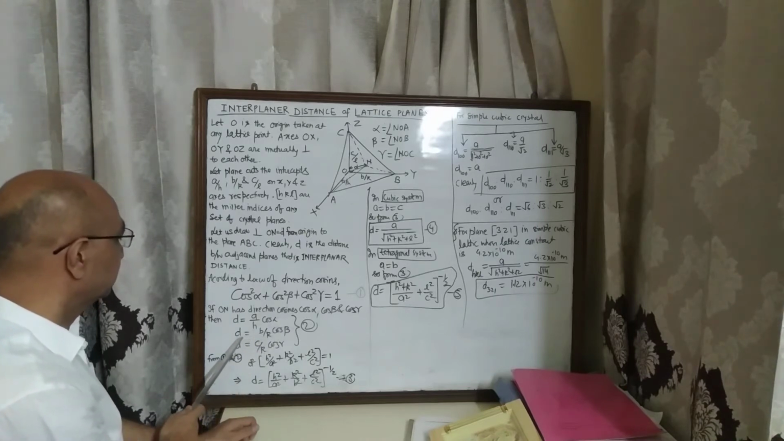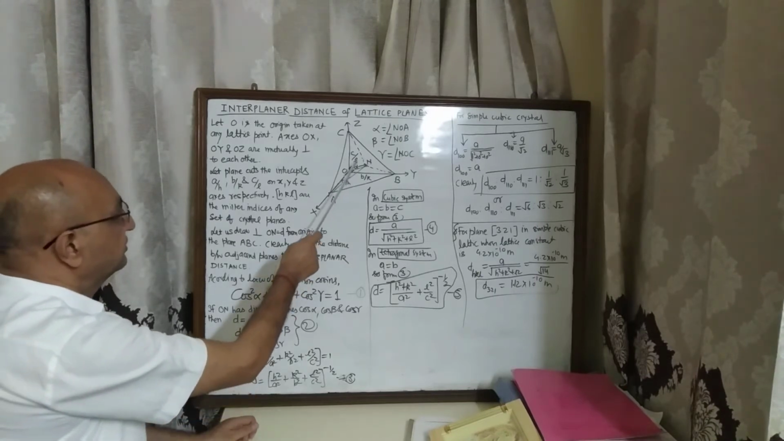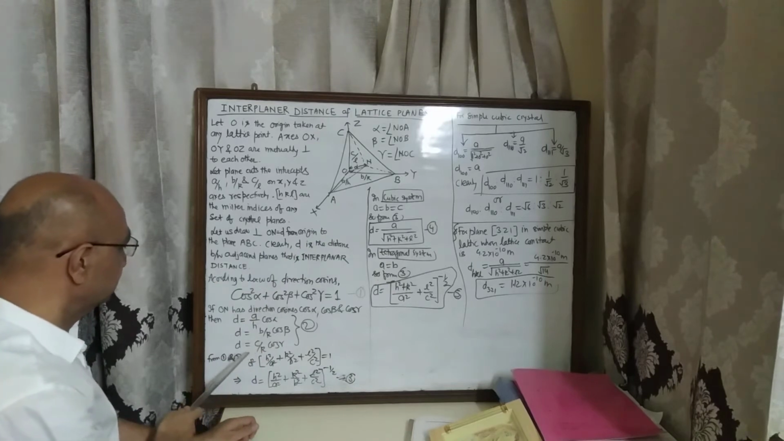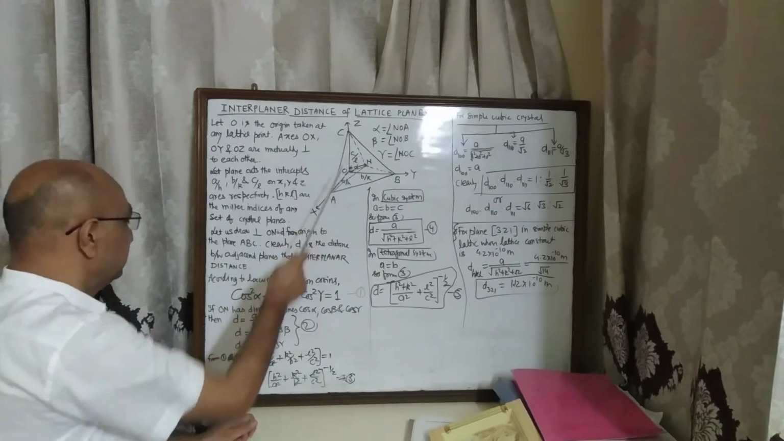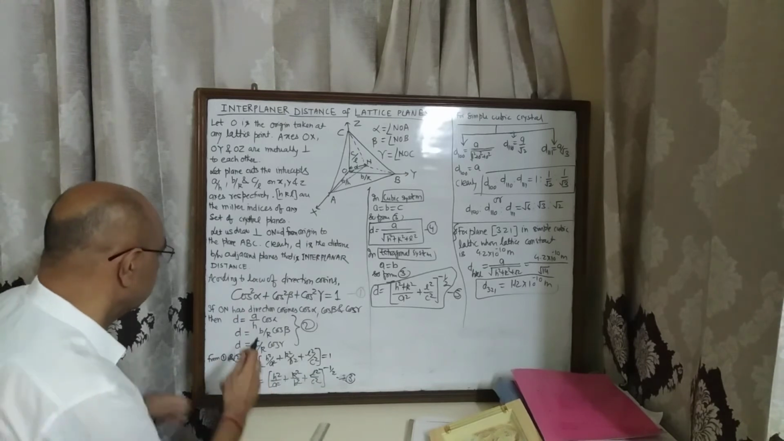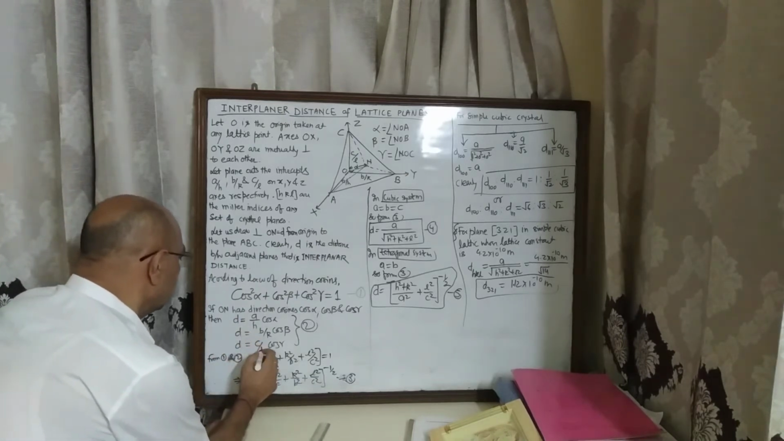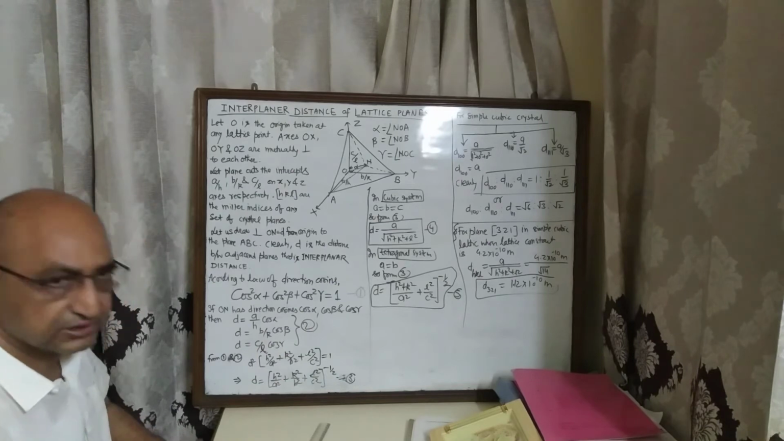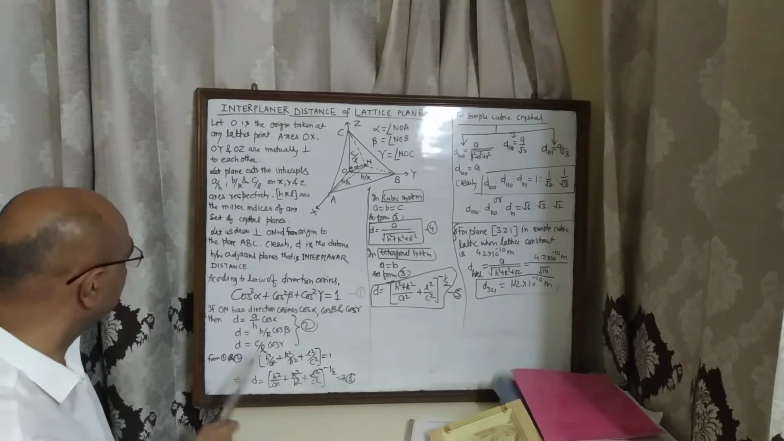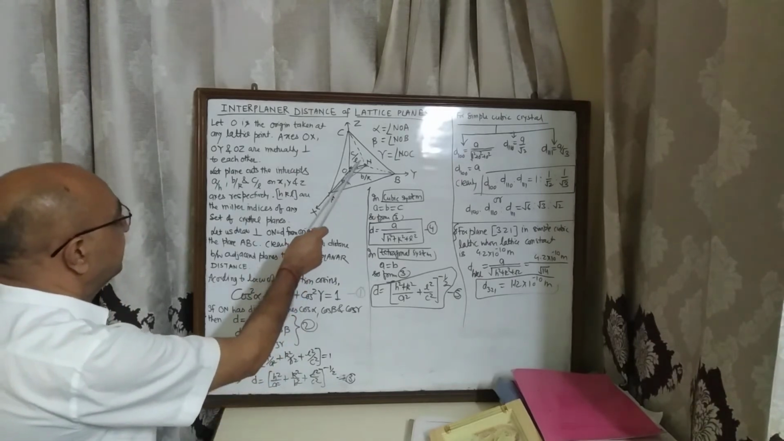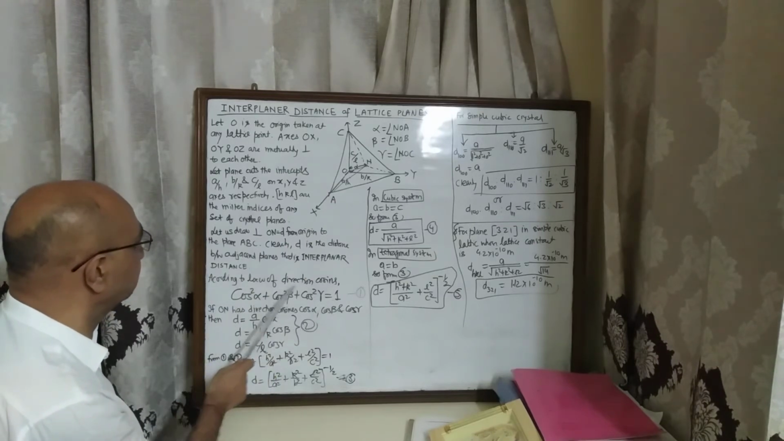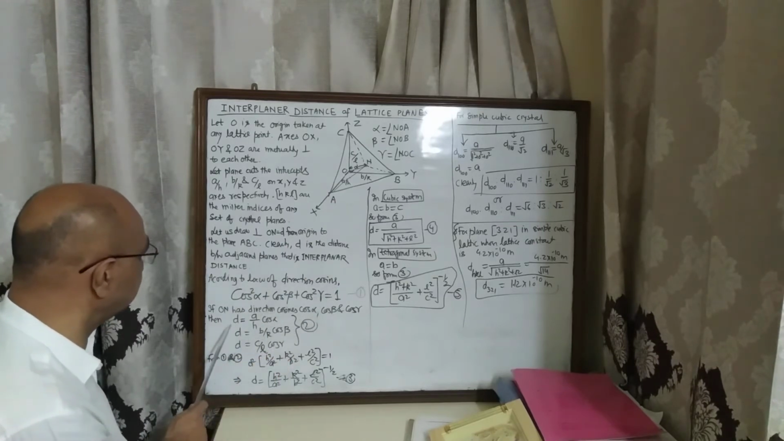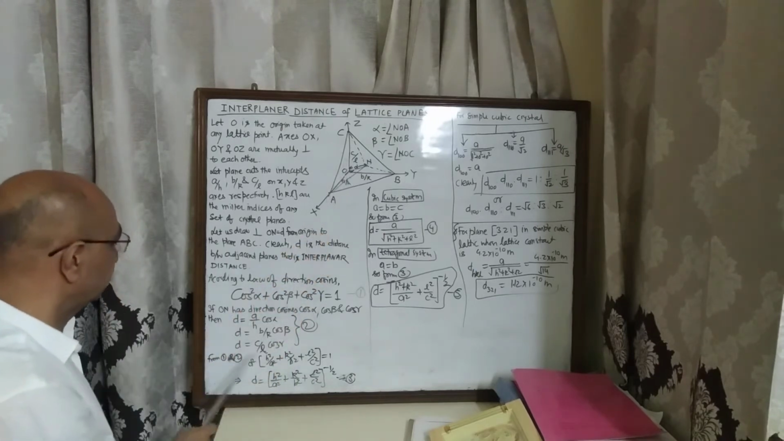Similarly, d is equal to b by k cos beta. And again d is equal to c by l cos gamma. This is equation number 2, and the law of direction cosines is equation number 1.